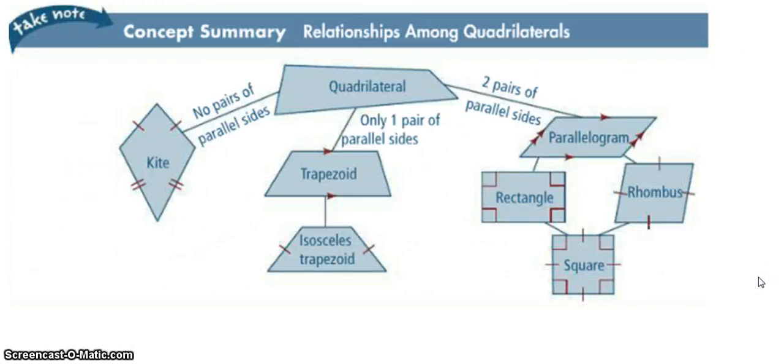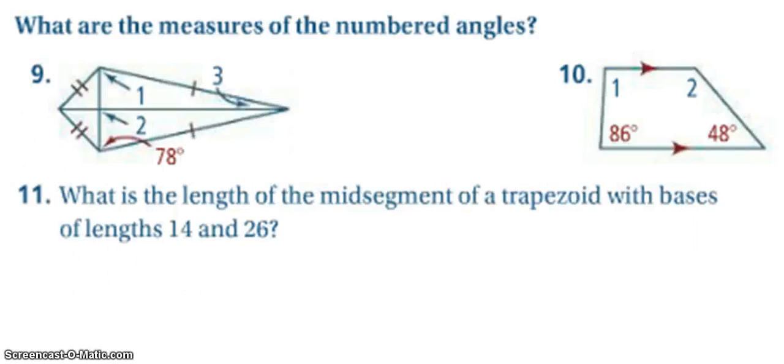This is a really good chart to show how quadrilaterals relate to each other. If there's 2 pairs of parallel sides, we have all these options over here. If there's no parallel sides, our only option is a kite. And then if there's 1 pair, it could either be a trapezoid or an isosceles trapezoid. This is going to be the last thing we do this lesson. Try 9, 10, and 11 on your own, then come back for the explanation and to verify your answer.